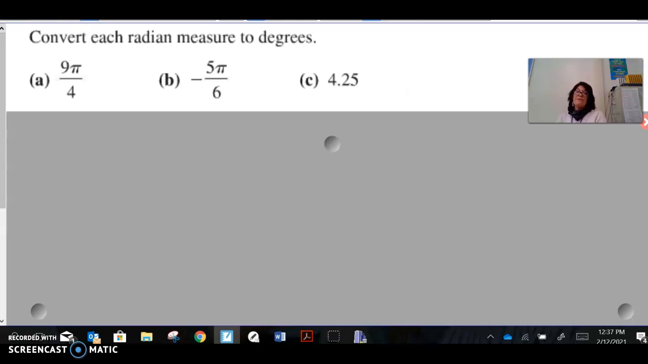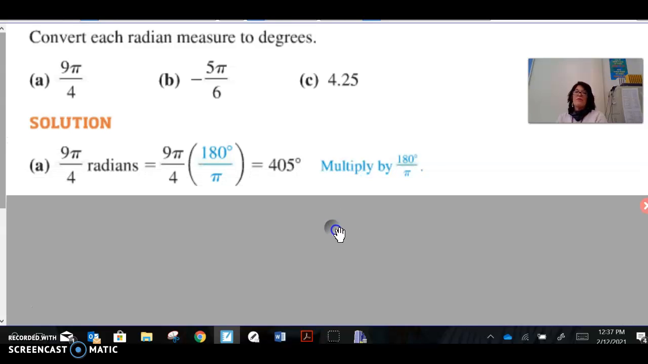All right, let's go the other way. Let's say I have 9 pi over 4. Now I have to think. This is already in radians. I'm going to change it to degrees, so I'm going to multiply by 180 over pi. Ooh, isn't that nice? The pi's disappear. You get 405 degrees.